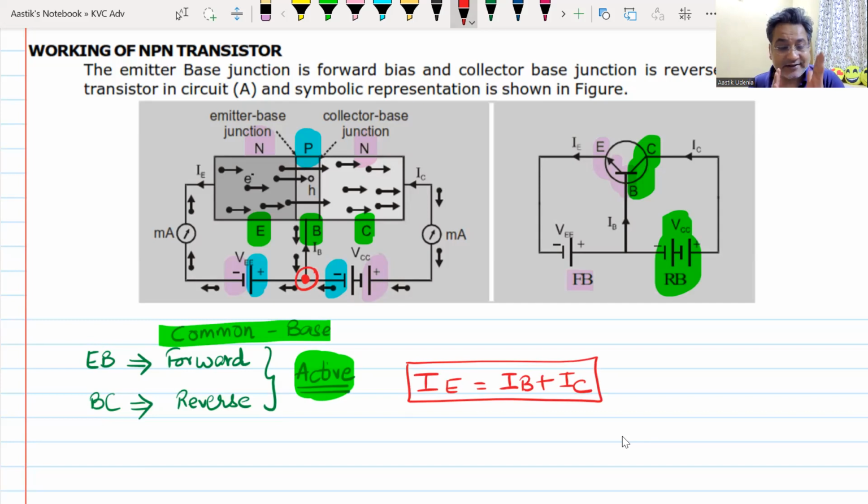NPN transistor, active zone, what is forward biasing, what is reverse biasing. In active mode, the emitter base junction is forward biased, the base collector junction is reverse biased, and the emitter current IE will be equal to IB plus IC. We understand this? Yes, sir. I'll give you 2 minutes to note down everything.